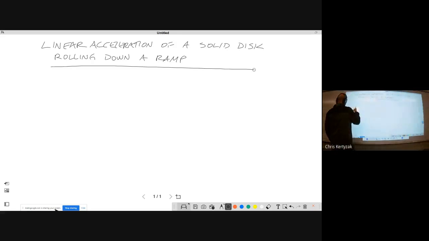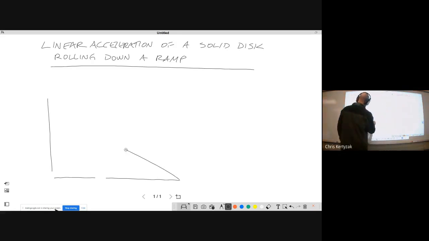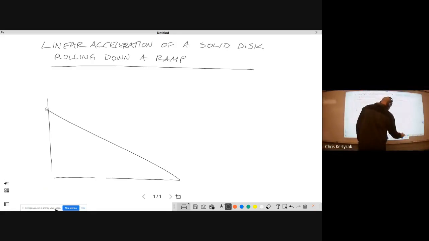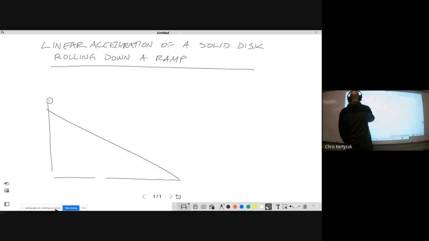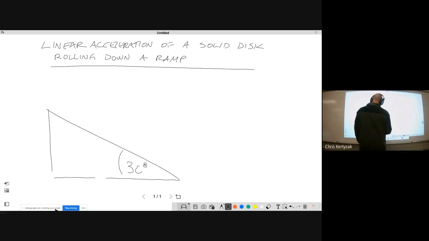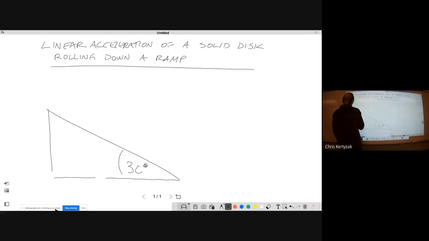Okay, so let's draw our ramp. And let's assume that it's a 30-degree angle. All right, and we're going to imagine again, there has to be some friction here because it wouldn't roll otherwise. And remember, if there is no friction, then even a ball or disc or any rollable object would not roll. It would just slide down the ramp. It's only the effect of friction that creates the torque necessary for it to roll.